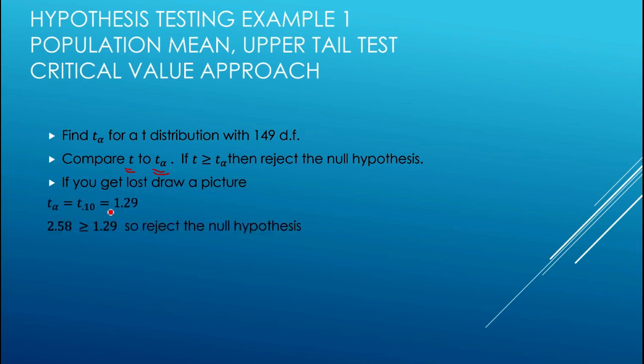I'll draw you a picture again in a minute, the same picture we looked at before. But T alpha, if I look on a table, 149 degrees of freedom, 10% of the area left in the right tail, I'm going to find that the associated T value is 1.29. And since my test statistic of 2.58 is bigger than 1.29, I reject the null hypothesis.